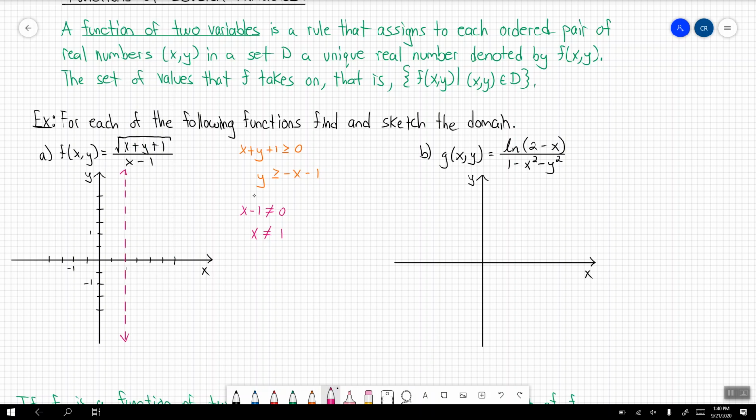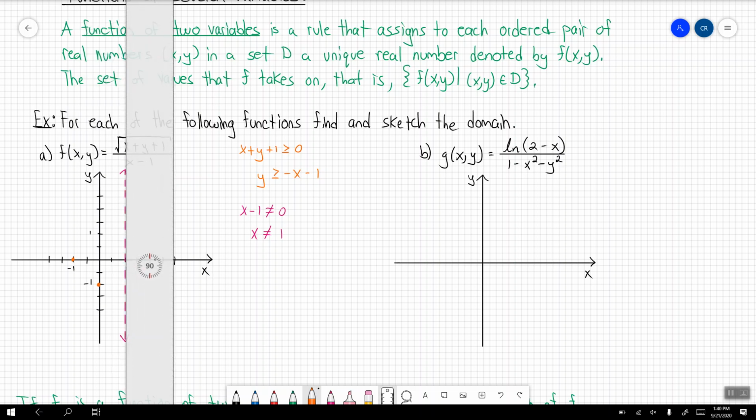I'm also going to identify y is greater than or equal to -x minus 1. Well, -1 is its y-intercept, and its slope is -1, so it goes down 1 over 1, or we could go up 1, back 1. So up 1, back 1, there we are.